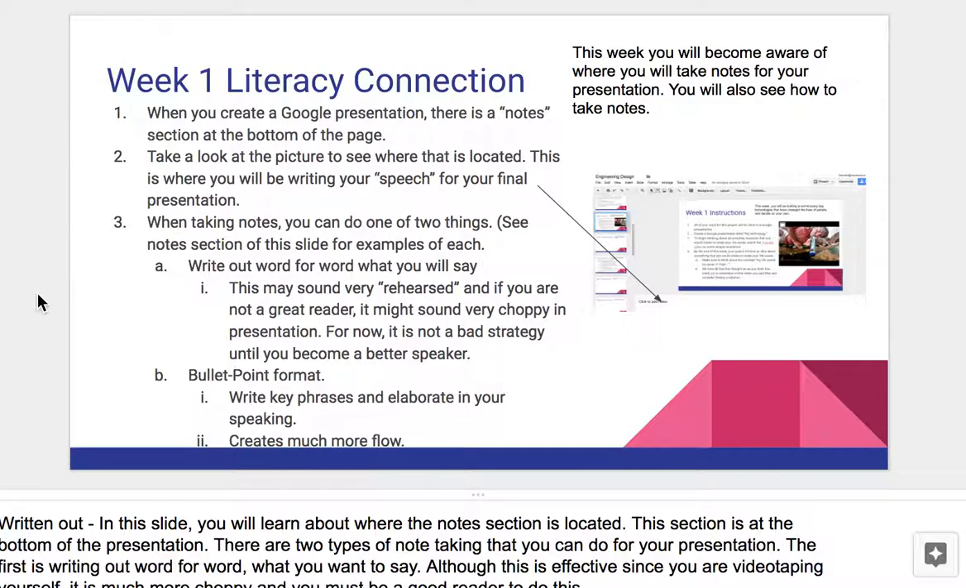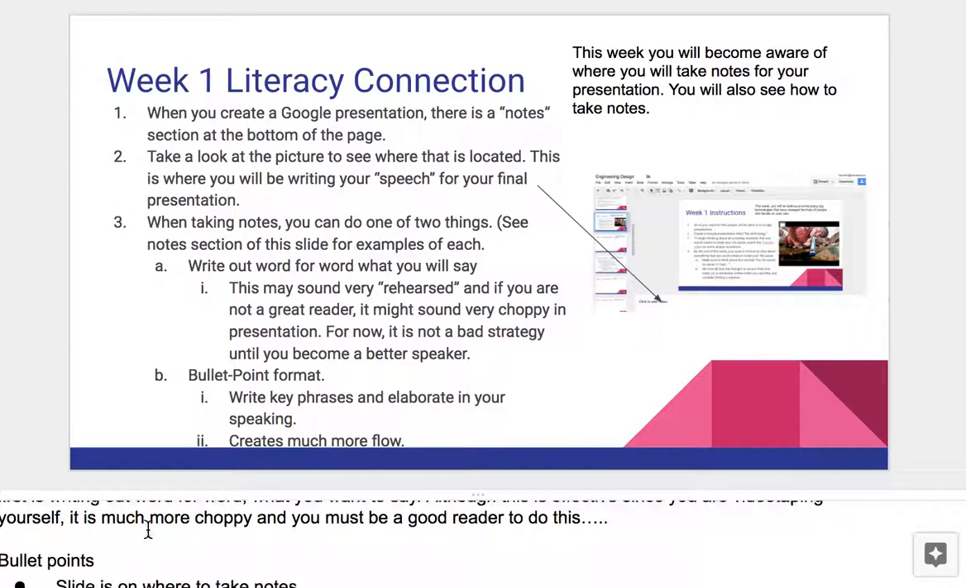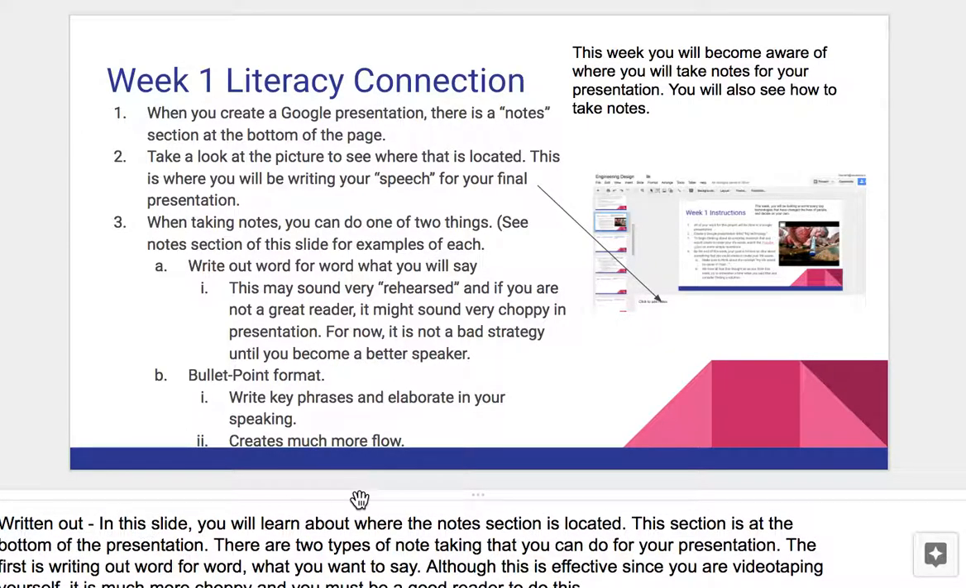Your literacy connection this week is going to be learning a little bit about how to take notes for your presentation. So in your Google presentation, which is sort of like you see here, and all of the units have been located in Google presentation, you are going to see words on the slide. What I'm actually saying to you isn't necessarily going to be what's exactly on the slide though. So we take notes, and I usually take notes on paper, or I take them in this bottom section, which is going to be the notes section.